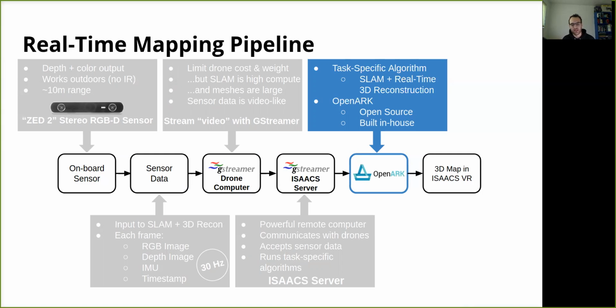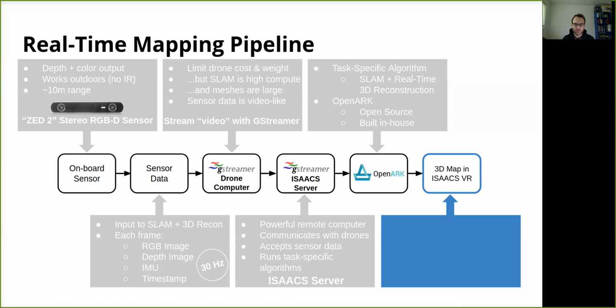Let me tell you what happens now once OpenARK returns 3D meshes that it reconstructed. We would send them to the 3D interface for Isaacs. We're extending Isaacs and receiving 3D meshes in real time. We'll use Isaac's sensor visualization code to place the meshes into the map in the correct location and orientation, and we'll be ready to go on mapping missions.